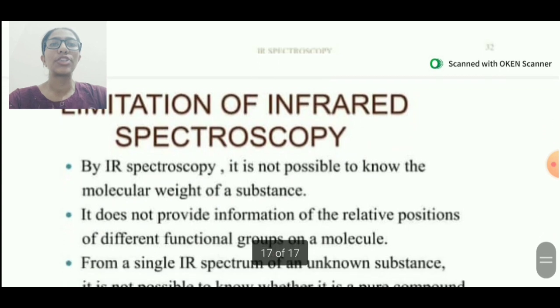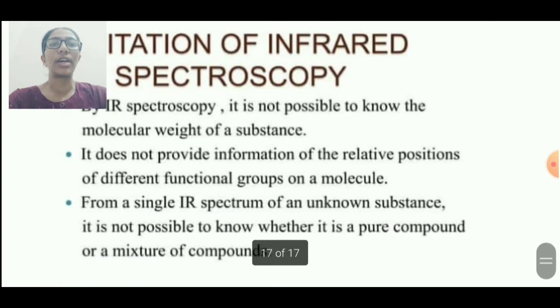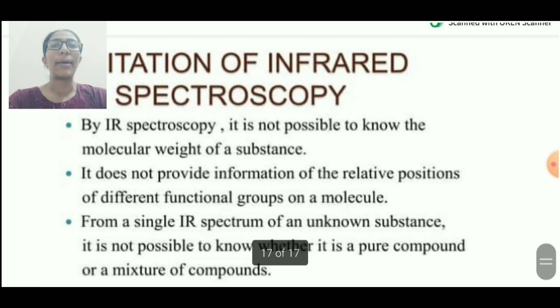Next and the last topic is limitations of infrared spectroscopy. By IR spectroscopy, it is not possible to know the molecular weight of a substance. Second, it does not provide information on the relative positions of different functional groups in a molecule. Third, from a single IR spectrum of an unknown substance, it is not possible to know whether it is a pure compound or a mixture of compounds.